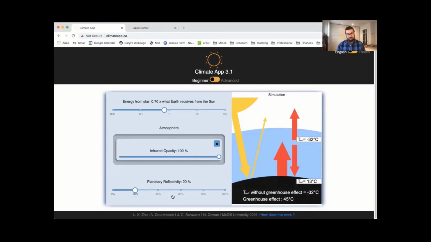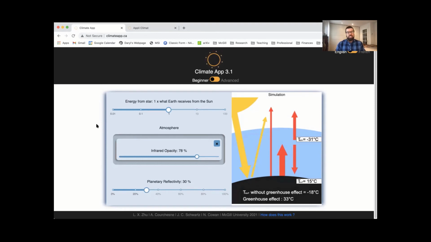And maybe unsurprisingly, these are the two principal solutions to the faint young sun paradox. The number one solution is that there must have been more greenhouse gases in the atmosphere. And it's also plausible that the atmospheric reflectivity was somewhat lower back when life was originating on Earth. Okay, so now let's refresh this. So we go back to the default values.